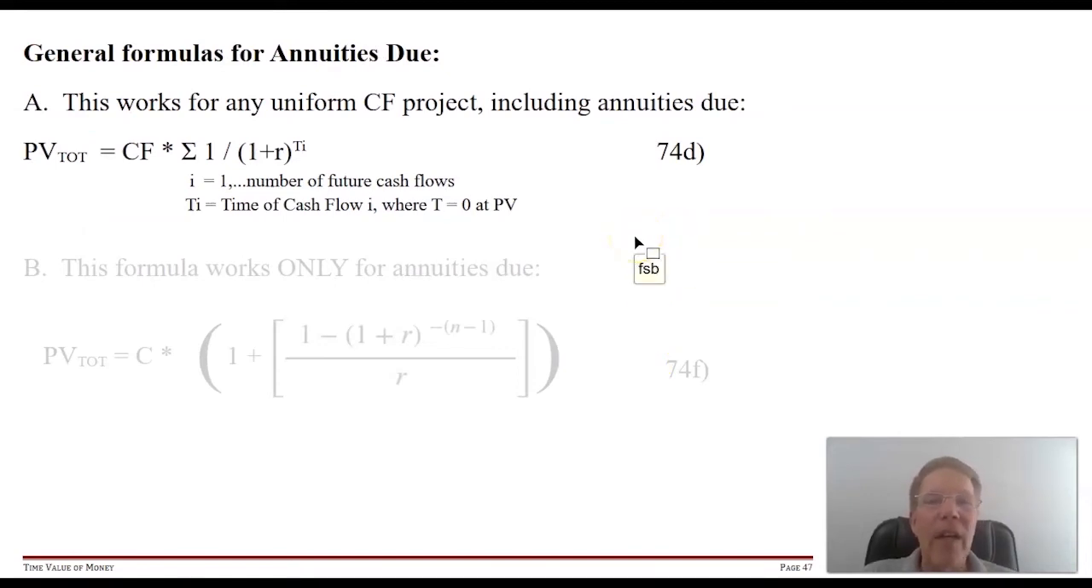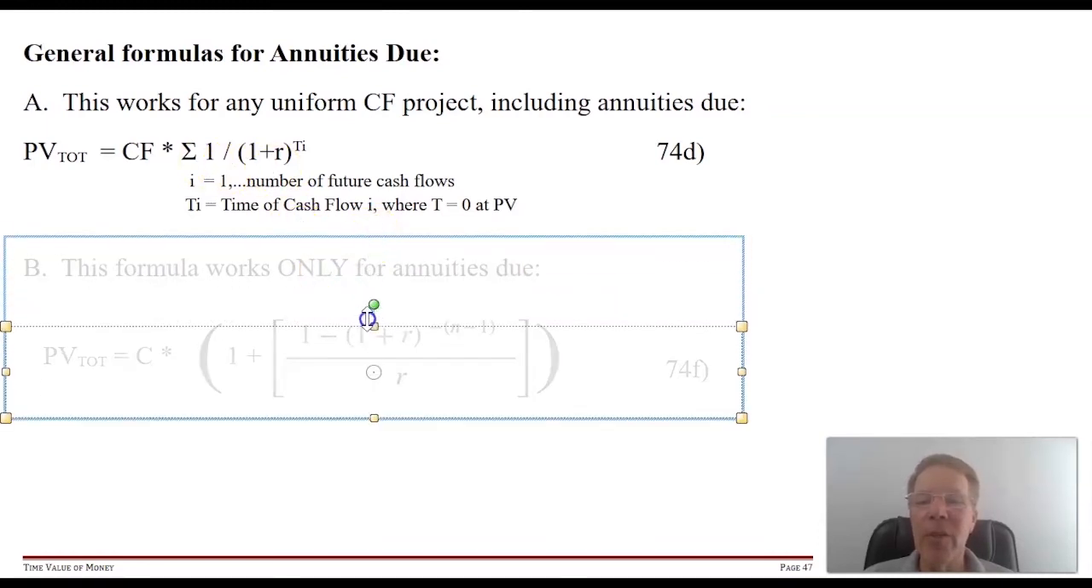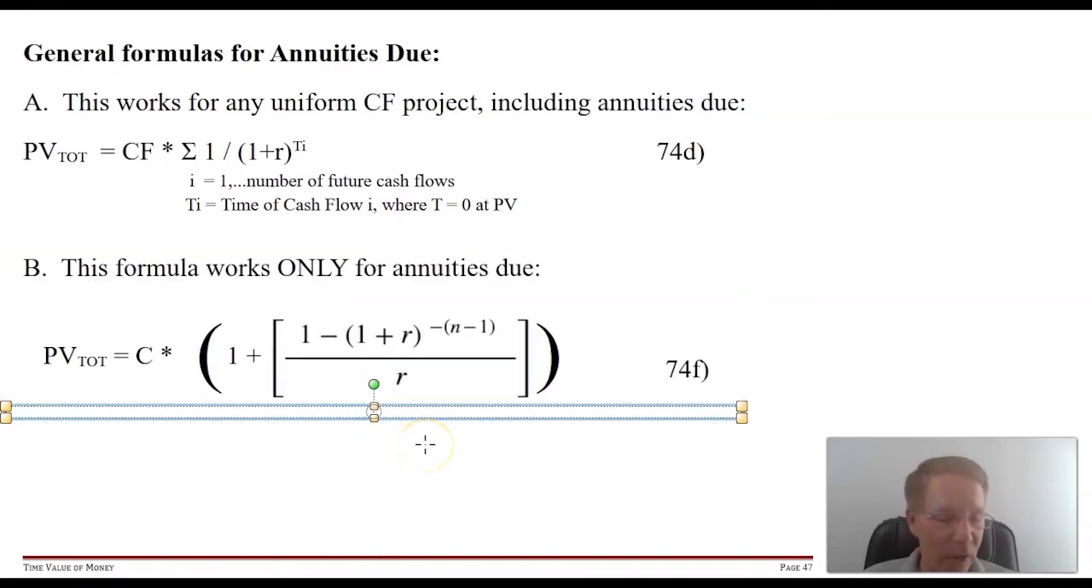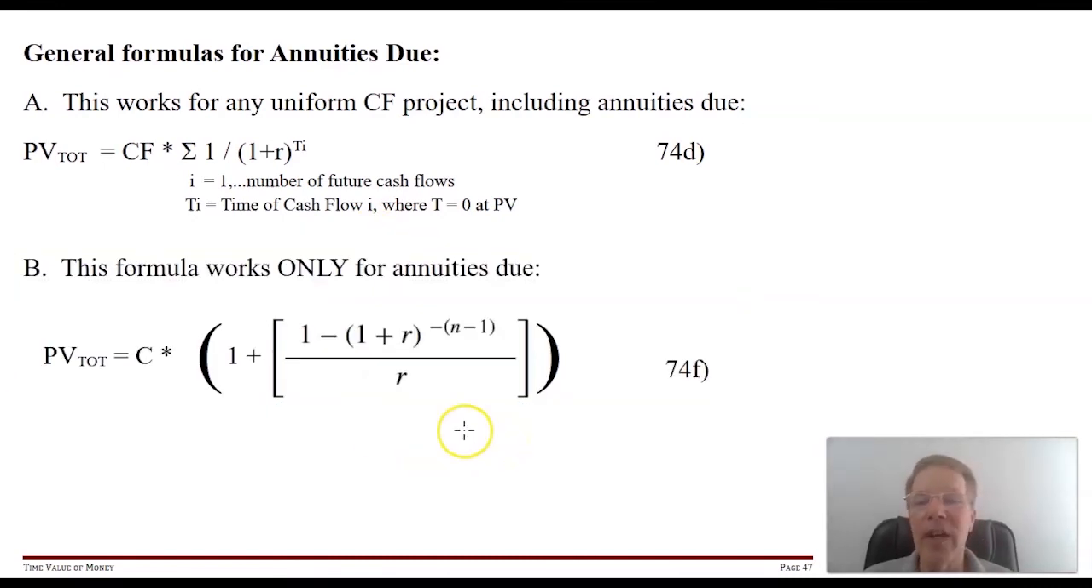Okay, so now let's think about general formulas for annuities due. So we've already seen we can just use our standard annuity formula to solve annuities due. Just be really careful about when the cash flows occur, and it's all going to work out just fine. Happily, we do have another closed form equation to help us solve these annuity due problems, and it looks very similar to the one we saw before for annuities, but it's a little more complicated. Thing you got to remember is this one works only for annuities due, so we're going to call this 74F.